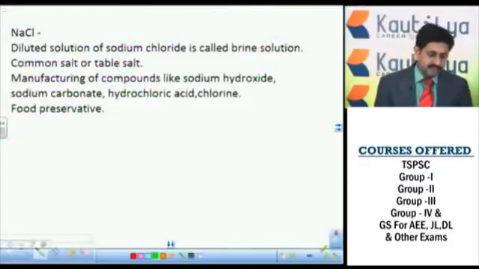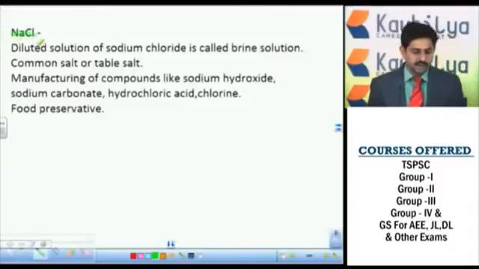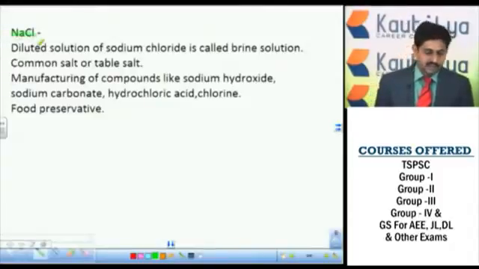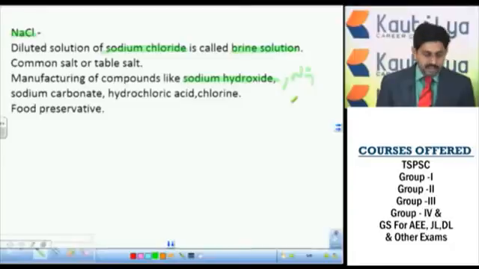Some of the salts, again we are discussing the salts, some applications of this one. Sodium chloride, I told you, is called common salt or table salt, rock salt, all these are names. Diluted solution of sodium chloride, I told you, is called brine solution, right? Common salt and table salt. It is useful for the manufacturing of sodium hydroxide and sodium metal by the process of electrolysis. The brine solution is useful for the preparation of sodium carbonate, hydrochloric acid and chlorine.